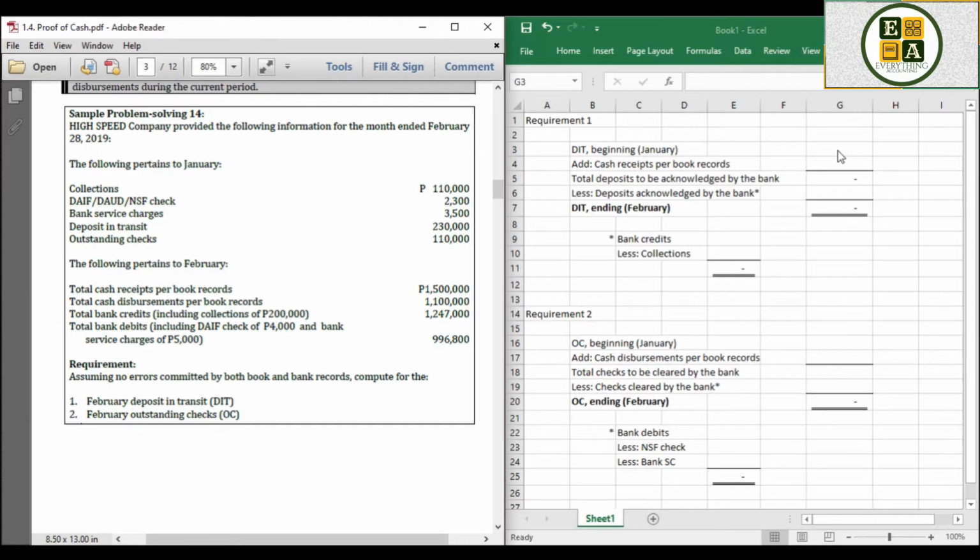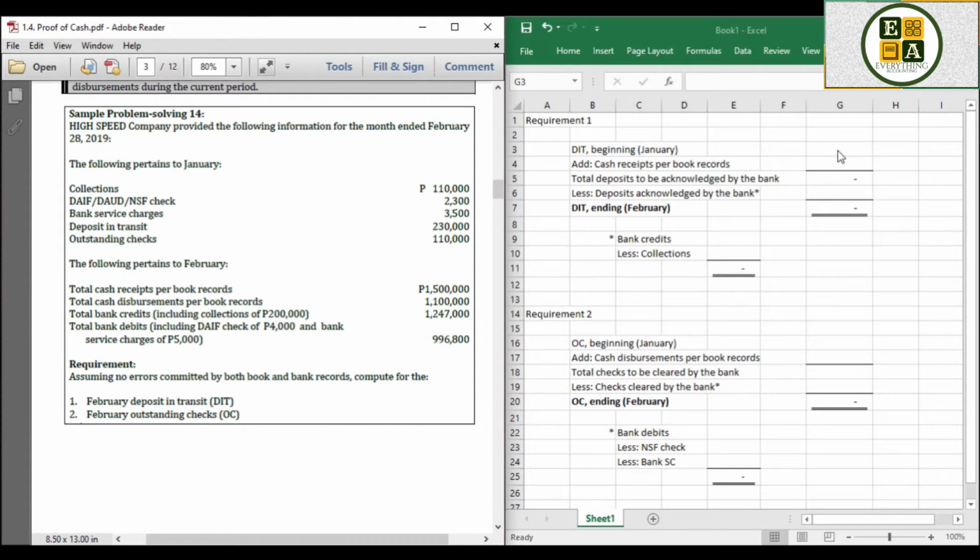Before ko i-apply yung 3 reconciliation methods for proof of cash, we're going to solve yung sample problem solving 14 natin pertaining dun sa pag-compute ng deposit in transit at saka yung outstanding checks. This is in relation sa ating topic na proof of cash at dun na rin sa ating bank reconciliation. Okay? So start ako mag-discuss.